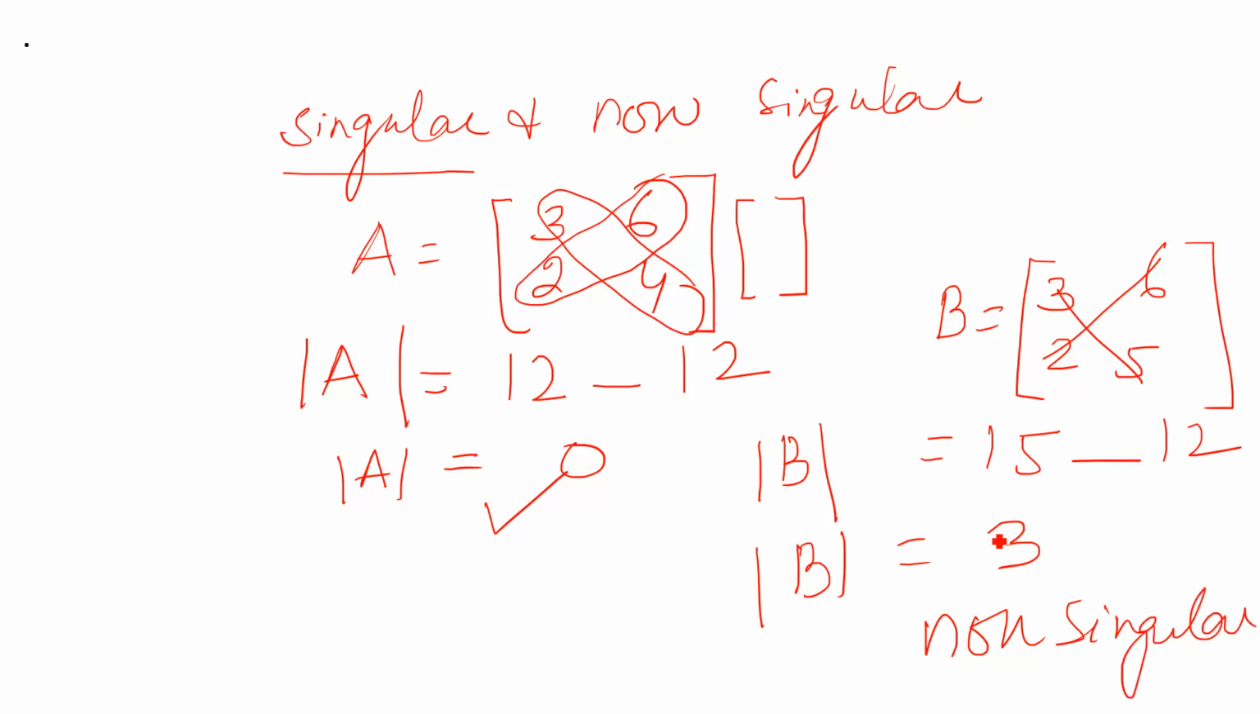So easy. If the determinant of any matrix is equal to 0, then it is called singular. If it is not 0, it is called non-singular.